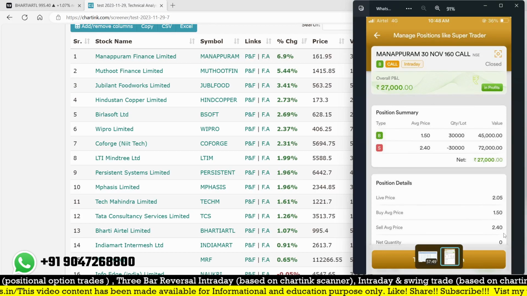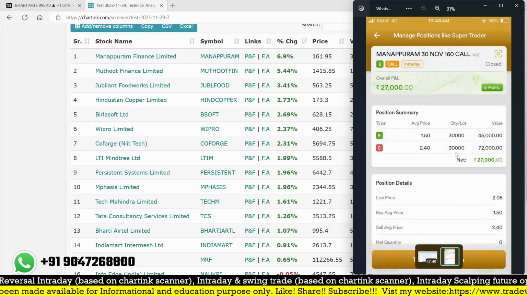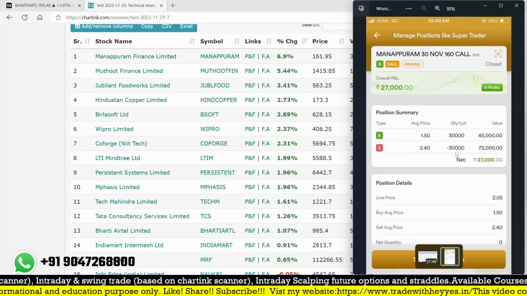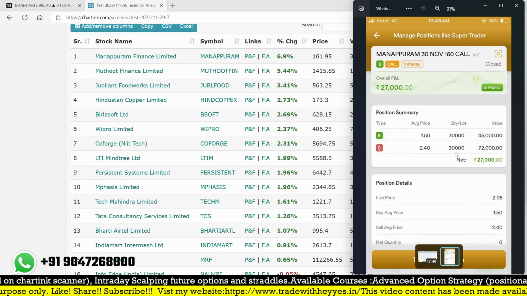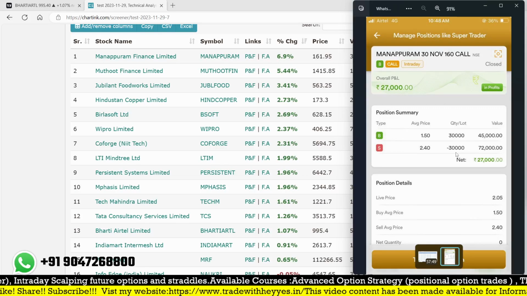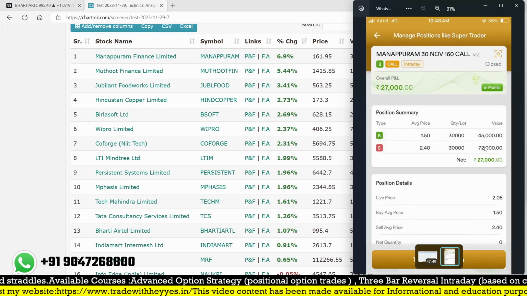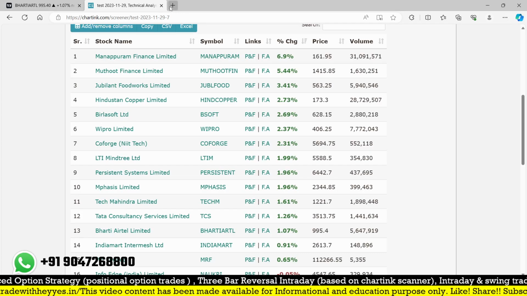That option gave such a good result, and the quantity is high, five lots. I'm not suggesting you take that many lots, but based on the scanner, one stock for an intraday is good enough. I found Manappuram because it is the topmost stock in the 9:15 range. After that, it gave the breakout, and the same strike price closed somewhere around 4 rupees plus. I think not 4 rupees, I think it went more than 4 rupees.